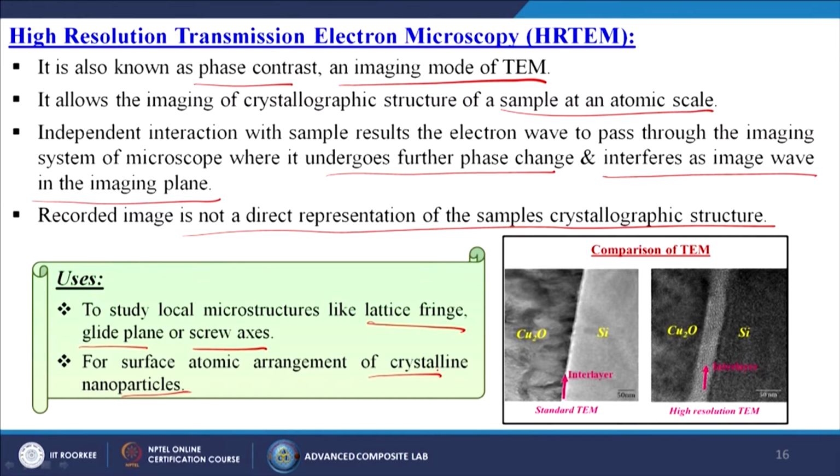When we compare the TEM images, you can see in the standard TEM we have two samples, Cu2O and silicon, and in between that we have one interlayer, of course, but in this case it is not clear. But when we see the same sample under the high resolution TEM, the scales are the same, but the resolution is totally different. So, in this case we can see a clear layer, that means the interlayer, in between the two materials.